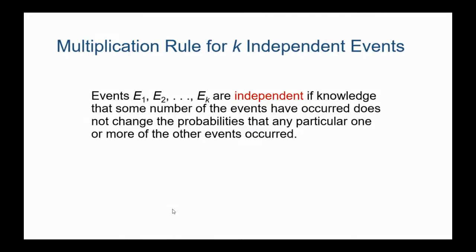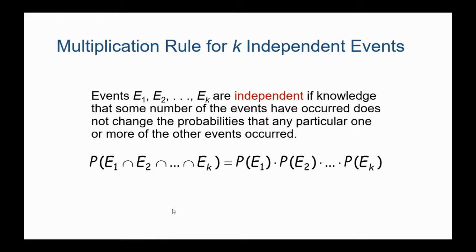Now, that was for 2 events. We talked about the multiplication rule for 2 events. Now let's look at K events. So if we have events 1, 2, 3, all the way to K, and they're independent, if knowledge of some of the events does not change the probabilities, then we can just multiply all the probabilities together, and that gets you the probability that they all happen.